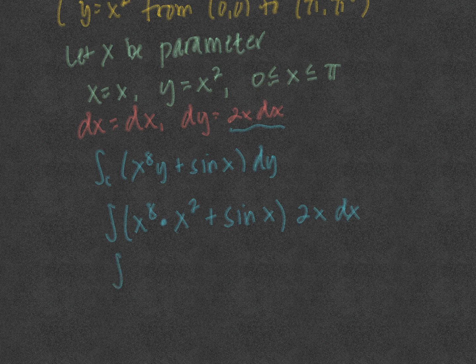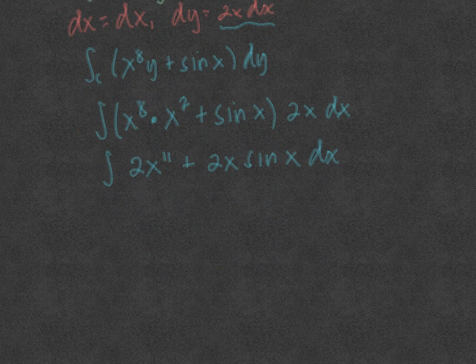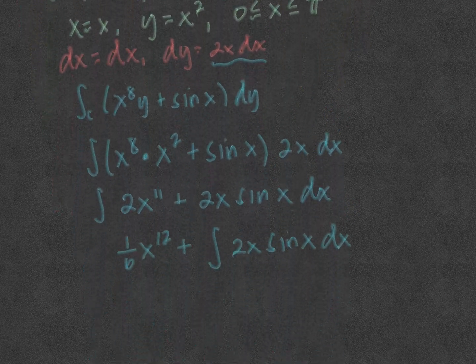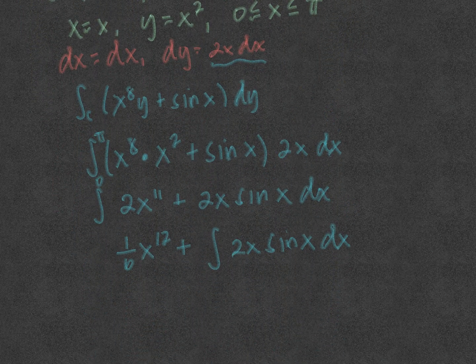So we're going to say this is x to the 10th times 2x makes 2x to the 11th plus 2x sine x dx. Now I'm going to split these into two integrals because when you integrate this, the first one you get 2 over 12, which is 1 over 6 x to the 12th, plus the integral of 2x sine x dx. And I forgot to put bounds on, so let's go back. Our bounds for x are 0 to pi. So we should have put 0 to pi in each of these lines. I apologize for that. So this is 0 to pi.